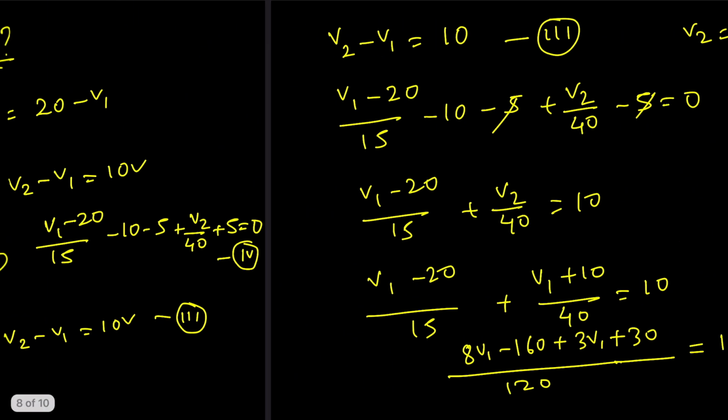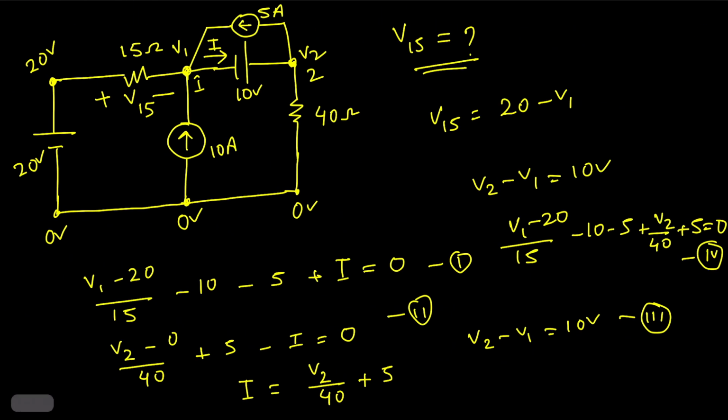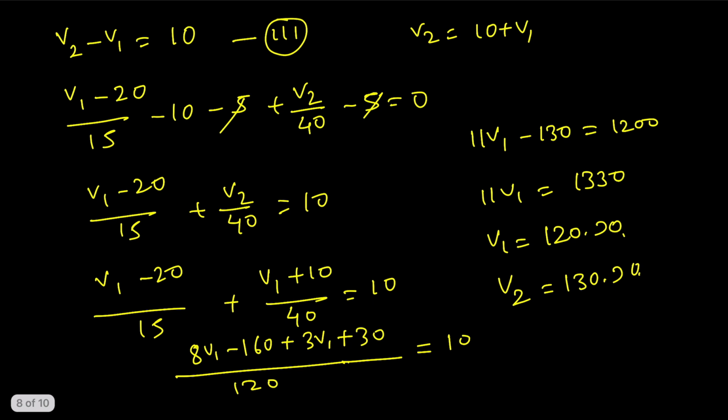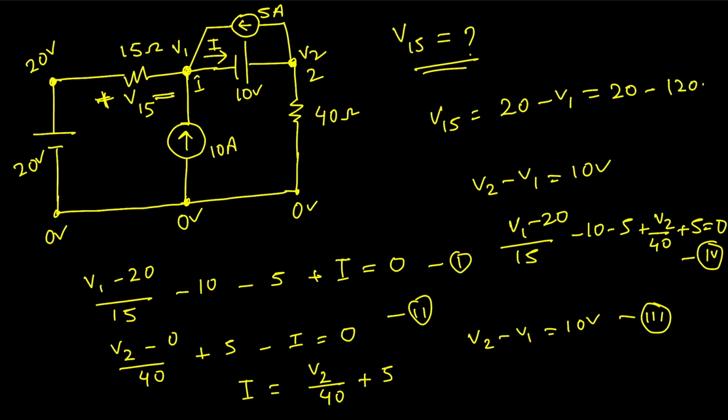So we already got the values of V1 and V2. That means V15 will be equal to, if this is plus and this is minus, 20 minus V1. How much is 20 minus V1? V1 is 120.90, so it will be around minus 100.9. We can write down this will be around minus 101 volt. Why minus? Because we assumed this is plus and this is minus, that's why we get minus 101 volt.